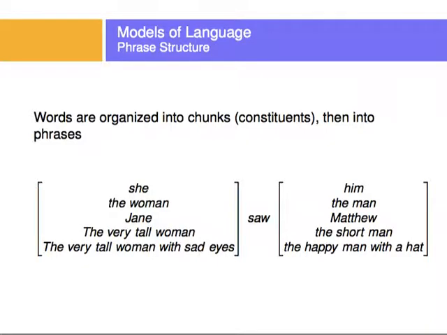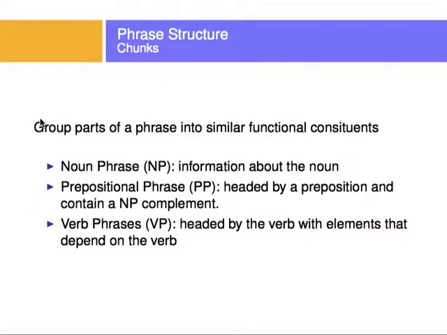Now, words are organized into chunks. We call these constituents, and then into phrases, right? So for example, this chunk, right? This is a constituent, right? The very tall woman with sad eyes, that's a constituent. So is another constituent. And then the happy man with a hat, that's another constituent. She saw him, 3 constituents. So these are the chunks of information. Now those chunks of information, we're going to see how they pair up and how they work.